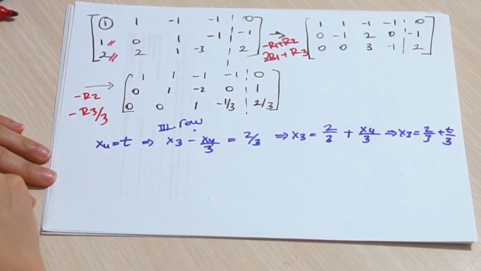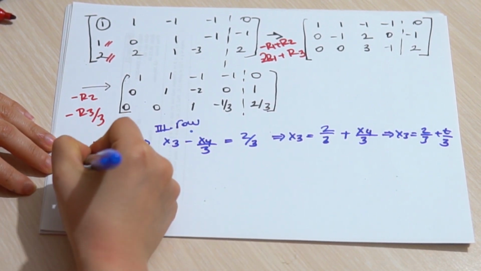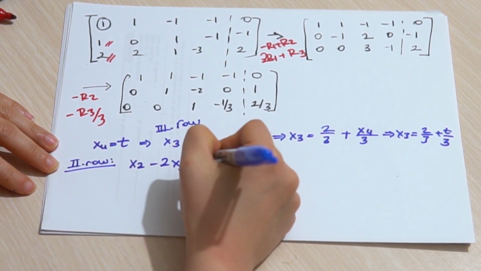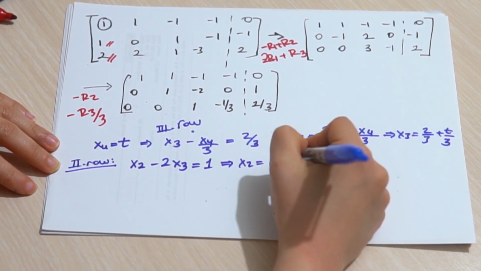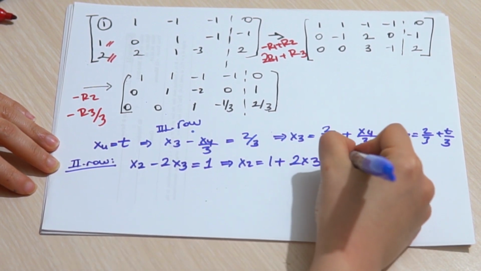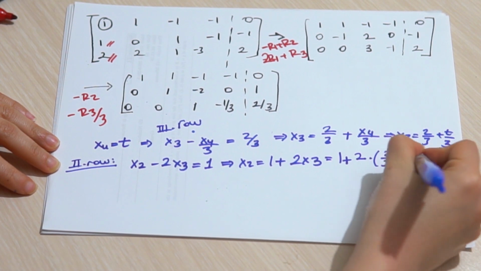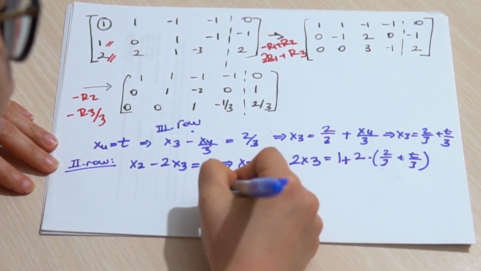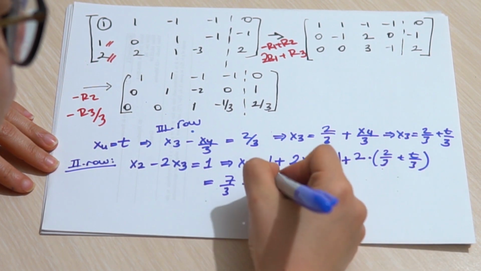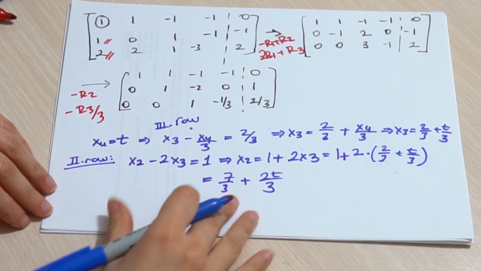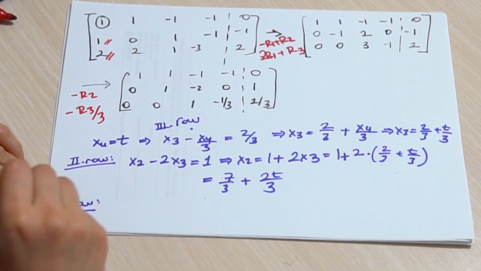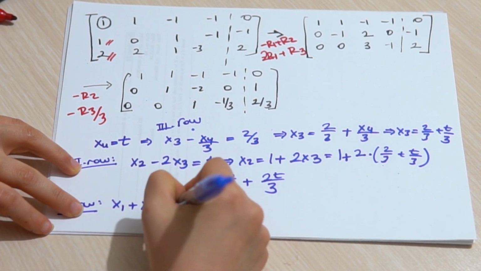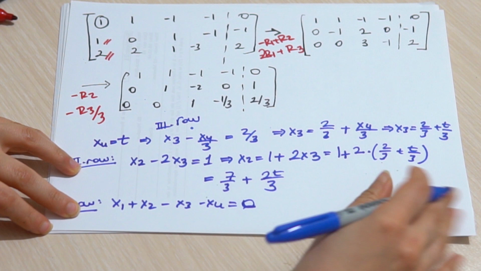Let's look at the second row. The second row gives us x2 minus 2x3 is equal to 1. So x2 is equal to 1 plus 2x3. So this is equal to 1 plus 2 times (2 over 3 plus t over 3). Then I will have 4 over 3 plus 1 is equal to 7 over 3 plus 2t over 3. Let's look at the first row. It gives us x1 plus x2 minus x3 minus x4 is equal to 0.